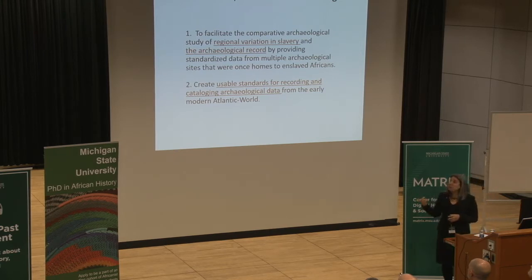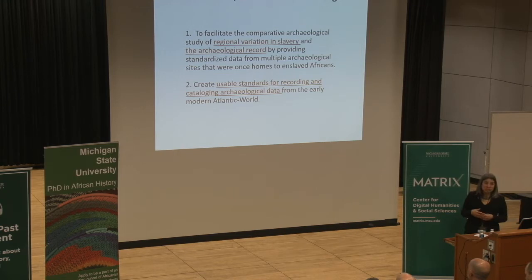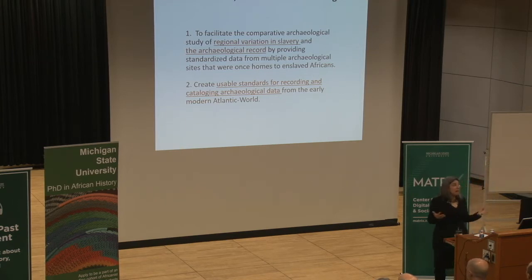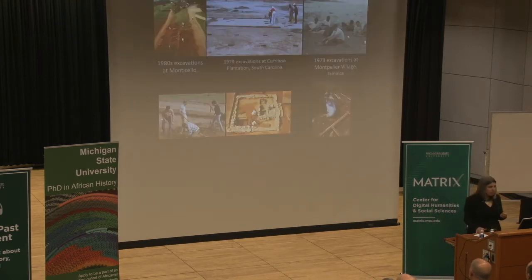So when we were founded, we had 2 main goals, and we still have those same 2 goals. They're to facilitate the comparative archaeological study of regional variation in slavery and the archaeological record by providing standardized data, that's really critical, from multiple archaeological sites of slavery. And then also to create usable standards that could be used by any historical archaeologist working on sites that date from the early modern Atlantic period.